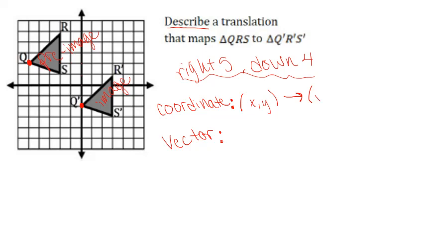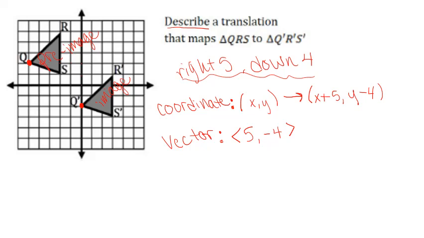So when we say right 5, we're moving in the positive direction 5 units on the x-axis, and then down 4 means that we're moving in the negative direction on the y-axis 4 units. So this new rule then would be (x + 5, y - 4). In vector notation, we just need the numbers. So positive 5, negative 4.